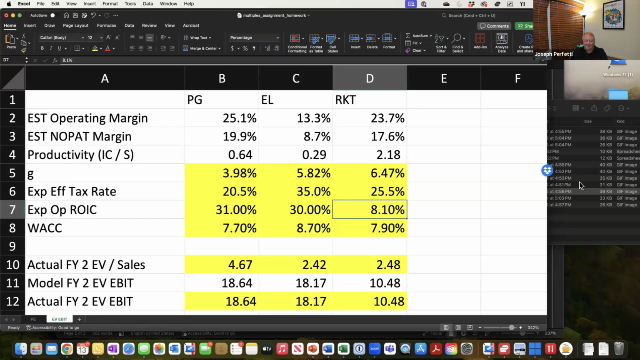But for this assignment, if you used the historical for RKT and got a higher growth rate, I won't penalize you, but I want you to realize that was not ideal.